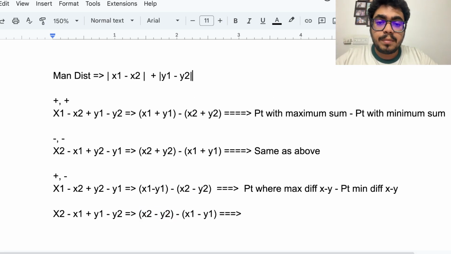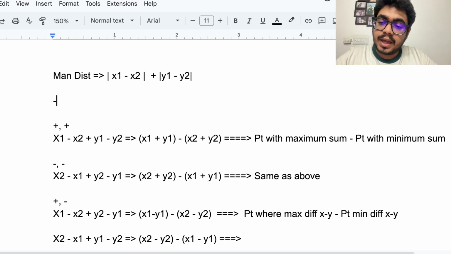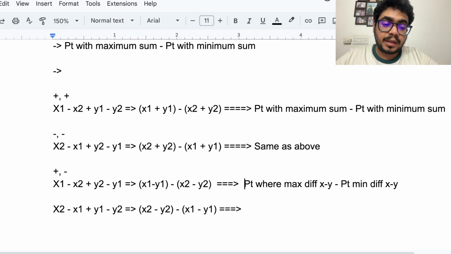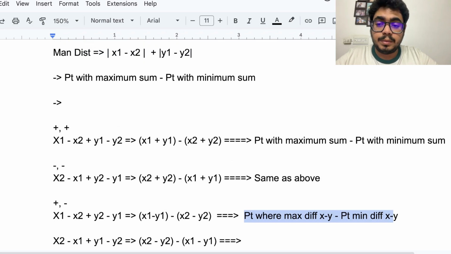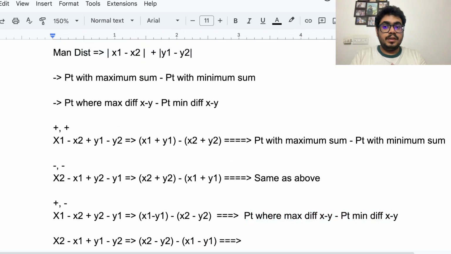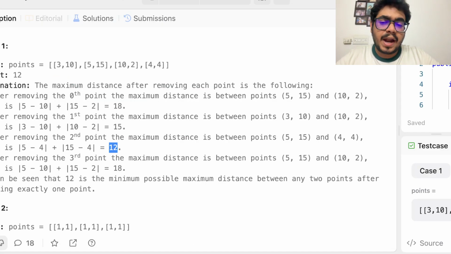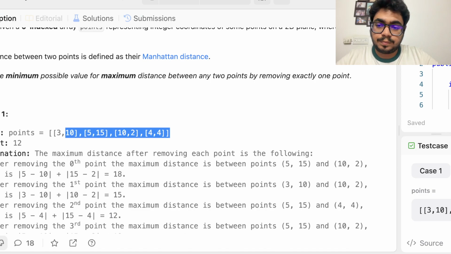So in a way, there are just two cases that we need to look at. Manhattan distance can become maximum with the first scenario, where we take the point with maximum sum and subtract the point with minimum sum. Second scenario, the point where the maximum difference is there minus the point where the minimum difference is there between the coordinates. So just these two cases you need to look at. In fact, you can look at this case also.